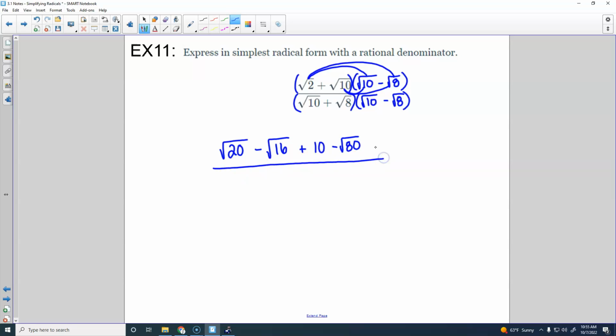We're going to do some work on that top part this time. On the bottom, we're going to do square root of 10 times square root of 10, which will give us just 10. And then we'll get a minus square root of 80 plus square root of 80. Those two will cancel each other out. That should always happen if you've chosen your conjugate correctly. And then square root of 8 times square root of 8, we get a minus 8 right there.